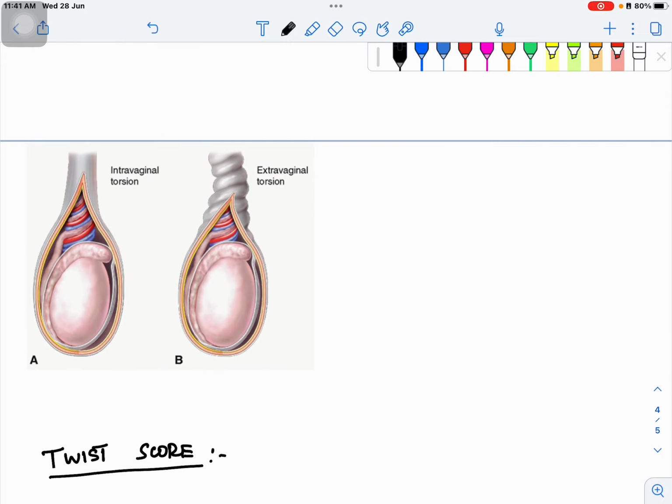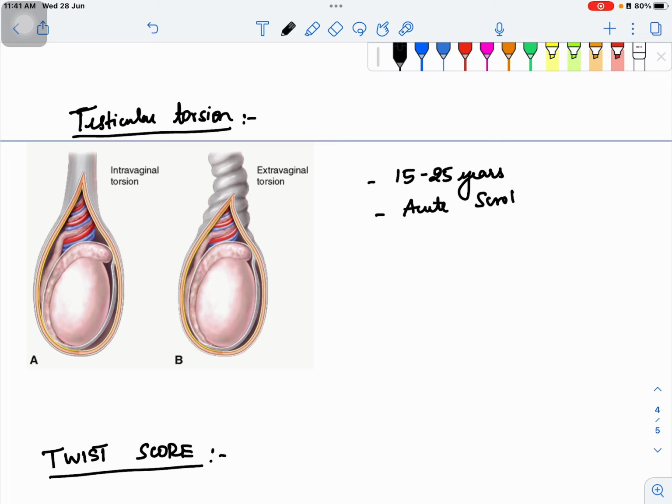So let's come to the most important discussion, that's testicular torsion, right? Testicular torsion. A few important catch points which you must know in the clinical scenario are: young age, 15 to 25 years, acute scrotal pain, not relieving with medication.